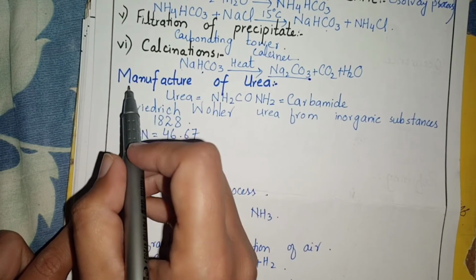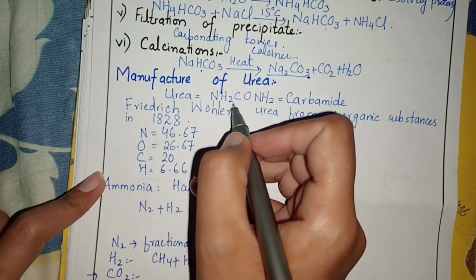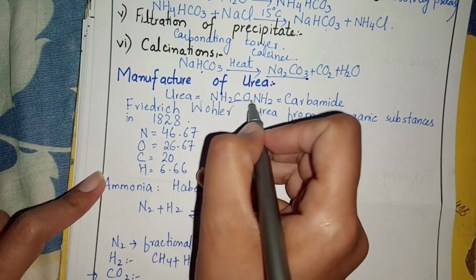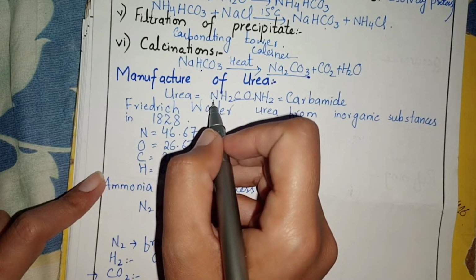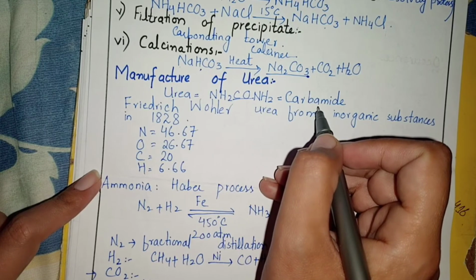The topic is manufacture of urea. The formula of urea is NH2CONH2. It contains a carbonyl group C=O and an amine group NH2. It is also called carbamide.